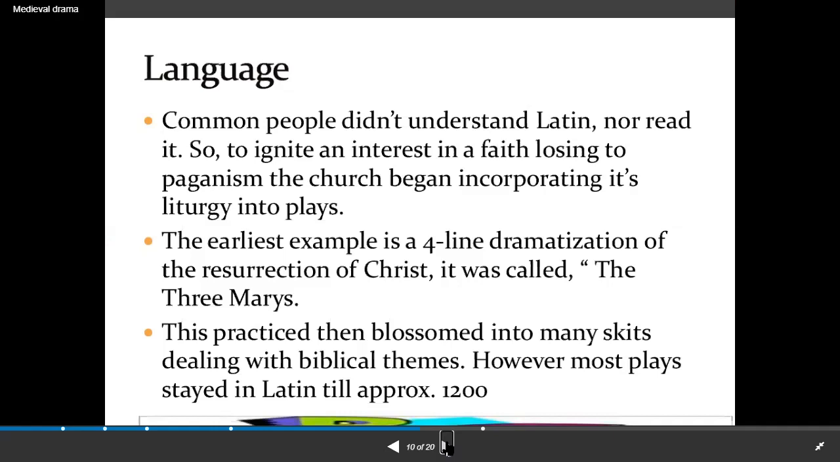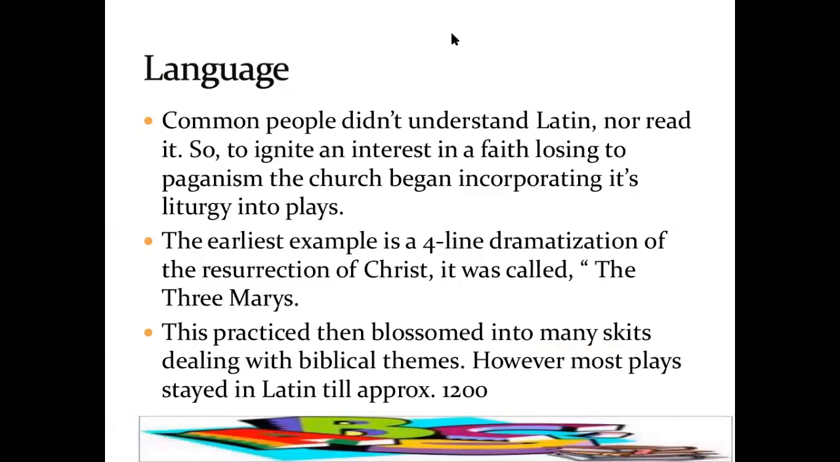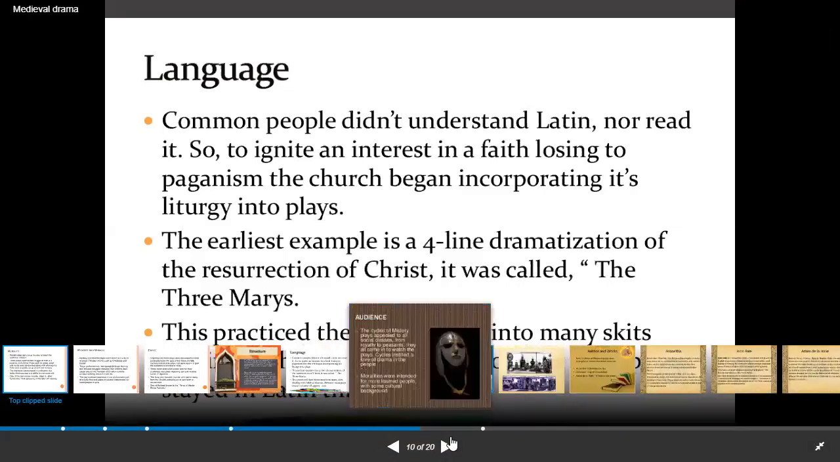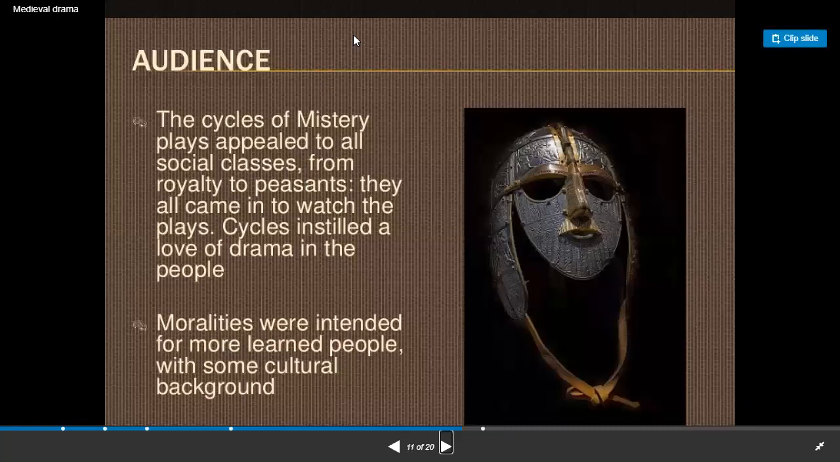If you remember, I told you that 1066 and then the 1170s were the time when it was amended. So the common people had a problem with Latin, but the church wanted them to learn Latin. However, there was a mixture going on. Common people did not understand, so the language was the issue.